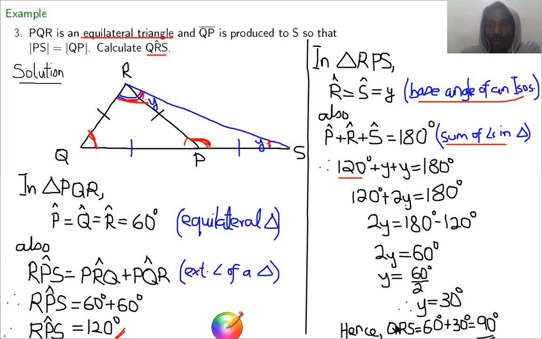Hence, angle QRS, which is the whole of this angle, will be equal to 60 plus 30, and that will give 90 degrees. All right, so that brings me to the end of the problem and the end of the lesson on isosceles and equilateral triangles. The next thing that follows is some exercises. So please endeavor to attempt the exercises that follow.